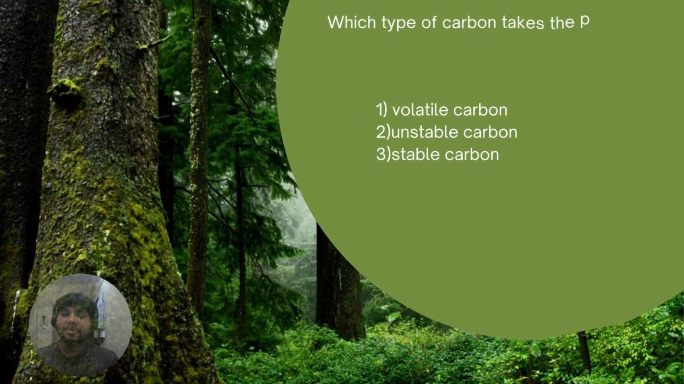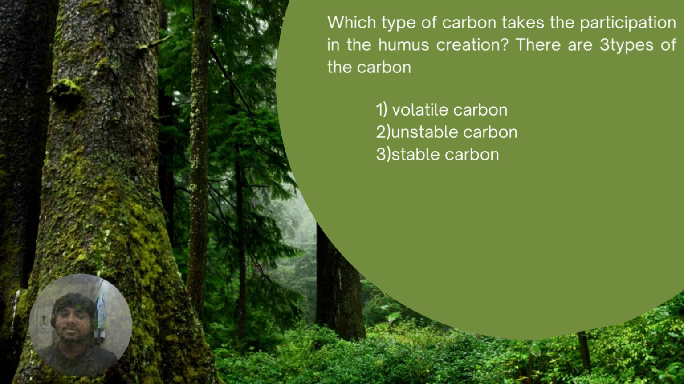Which type of carbon takes part in humus creation? There are three types of carbon: volatile carbon, unstable carbon, and stable carbon. Volatile carbon does not take part in humus creation. It is totally useless for humus. When we cut down any standing crop before the maturation stage and mulch, the carbon enclosed in this mulching, when it is released, does not take part in humus creation. As it is volatile carbon, it goes into the atmosphere immediately and global warming increases. So don't cut down any intercrop before the maturation stage and mulch.